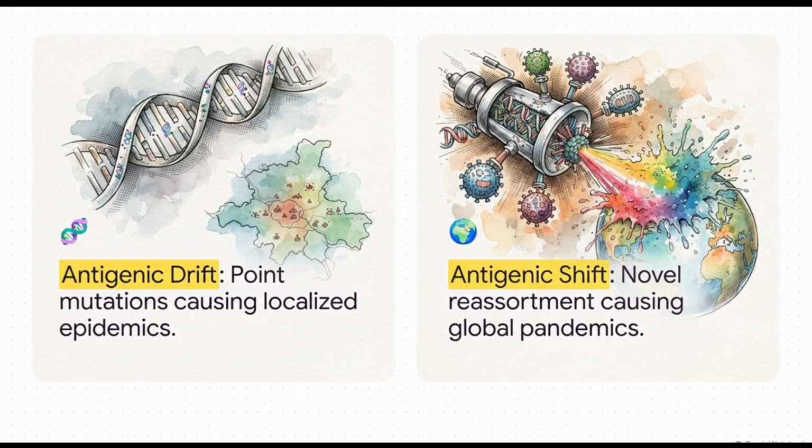Since viral RNA polymerase is pretty sloppy and makes mistakes, tiny point mutations start to accumulate. This causes minor structural changes to the hemagglutinin and neuraminidase. It's kind of like the virus just changing its jacket. This is what gives us localized seasonal epidemics. But antigenic shift? That is a completely different nightmare. This isn't just a minor wardrobe change. This is a massive, novel reassortment of RNA segments that creates a completely terrifying new identity. And this is exactly what sparks global pandemics.